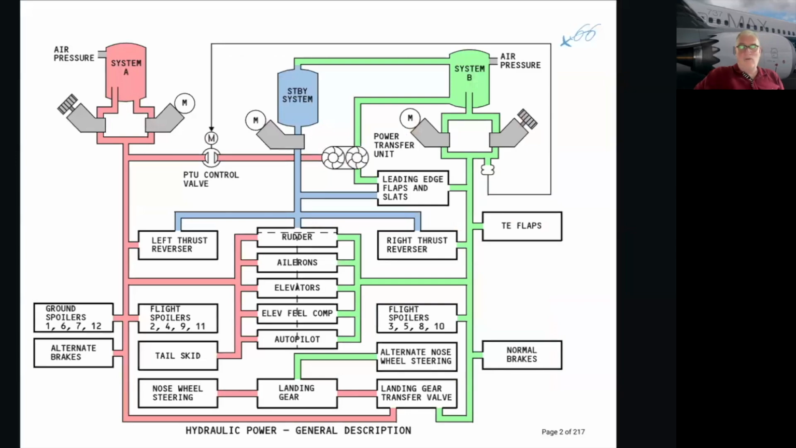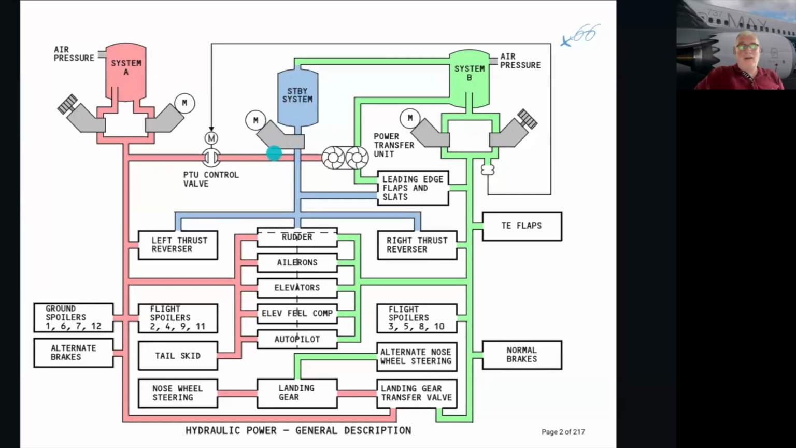So here's a basic overview of the hydraulic system. On the 737, you have system A, system B, and the standby system. As you can see, system A has an engine-driven pump and an electric motor-driven pump. System B has an engine-driven pump and an electric motor-driven pump, and the standby system has an electric motor-driven pump.